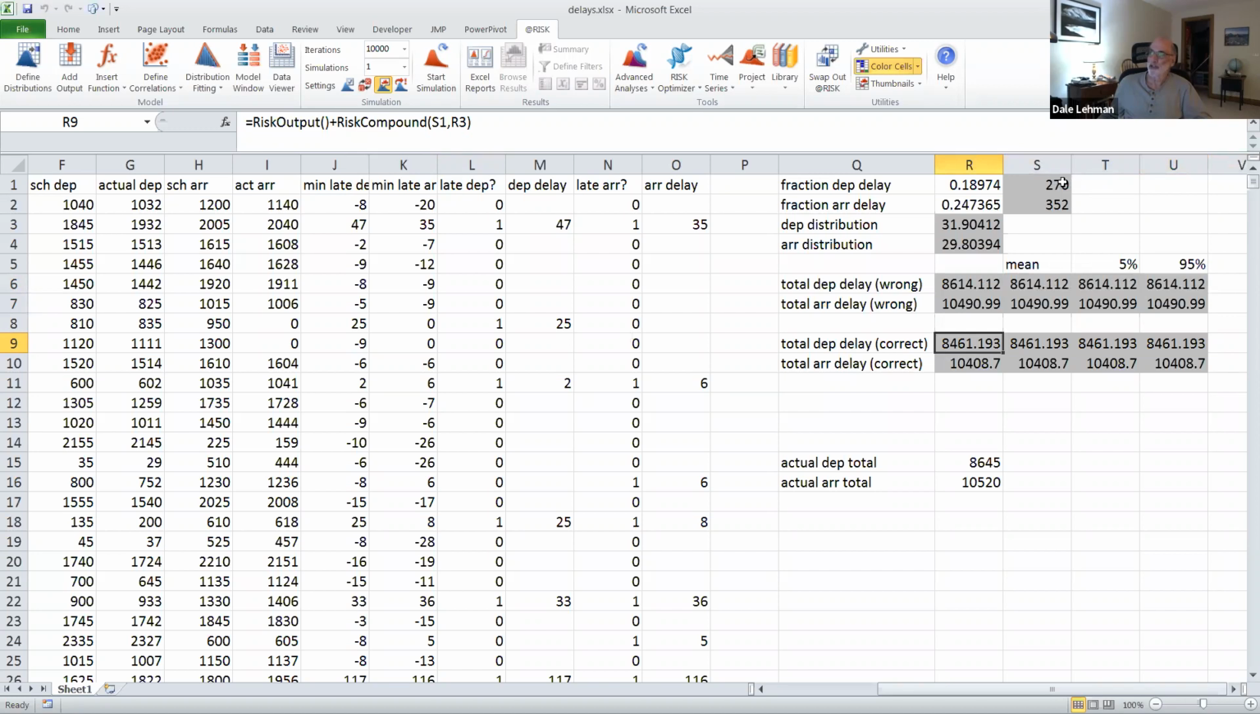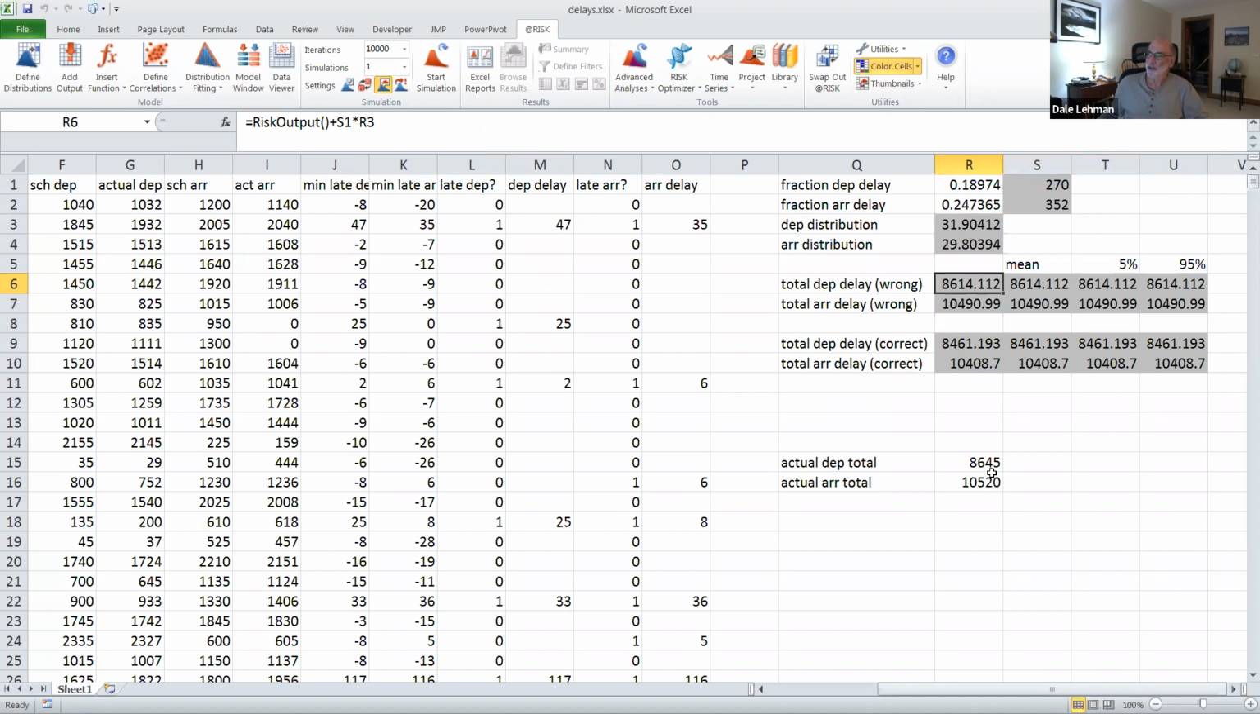You're simulating in S1 the number of delayed flights out of 1423, and the severity distribution, R3, but the compound function is allowing each of the delayed flights to have a different amount of minutes delayed, whereas the wrong calculation assumes every delayed flight will be delayed by exactly the same number of minutes. And then I'll look at the mean of that and the 5th and 95th percentile of that.